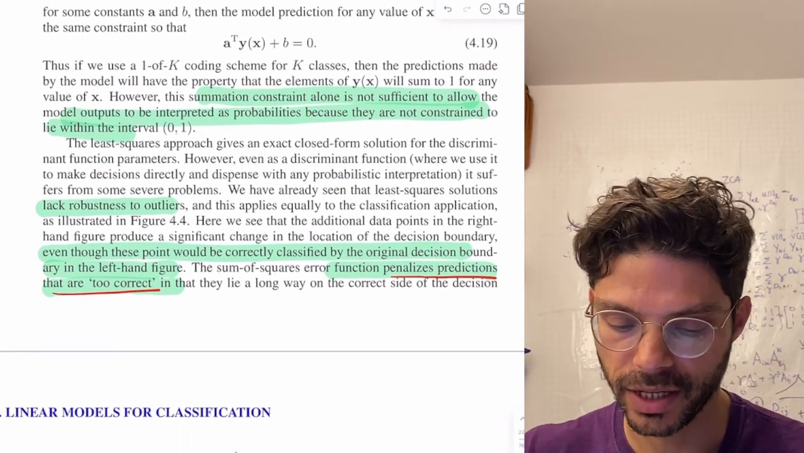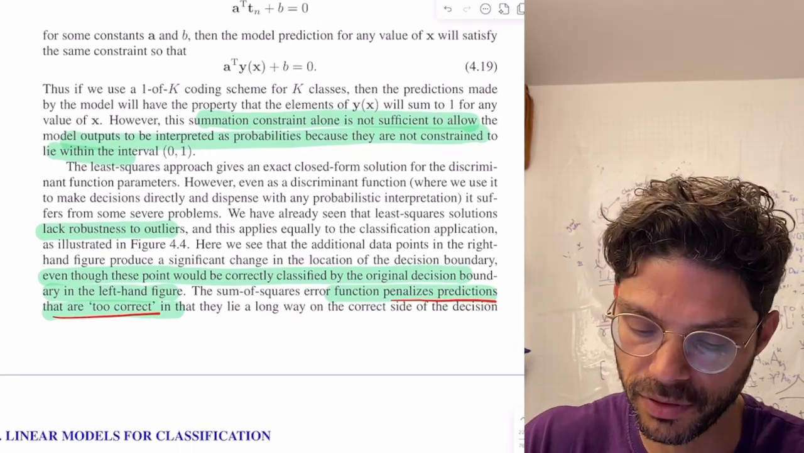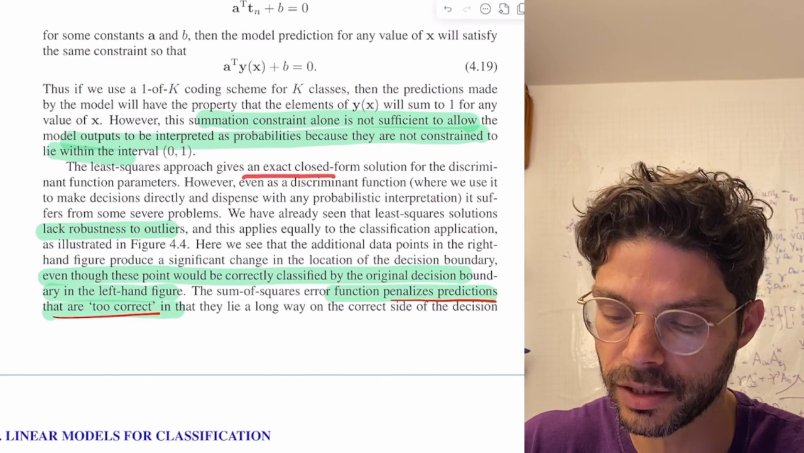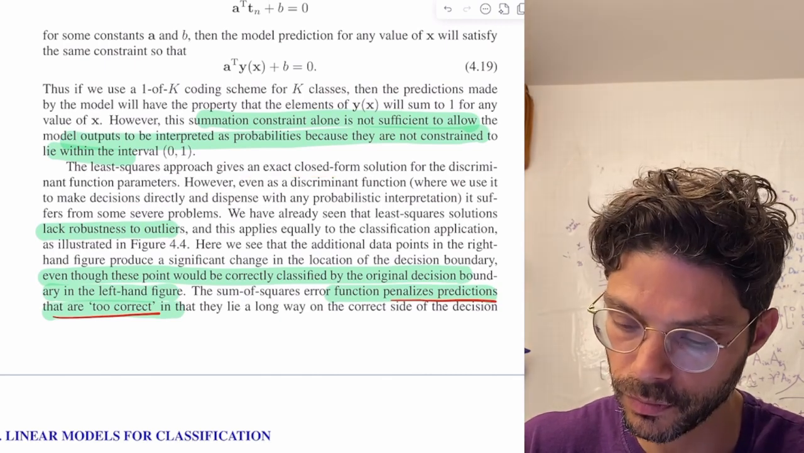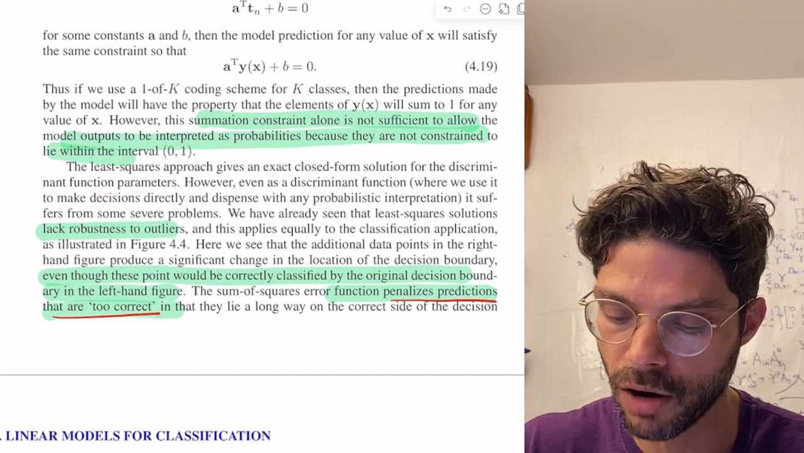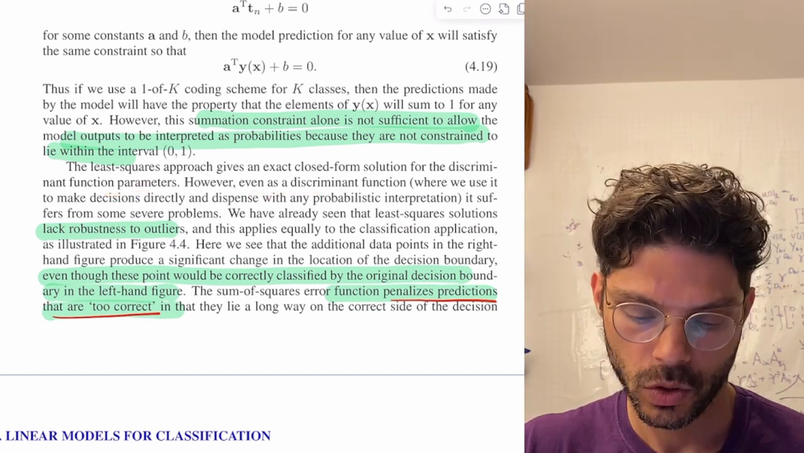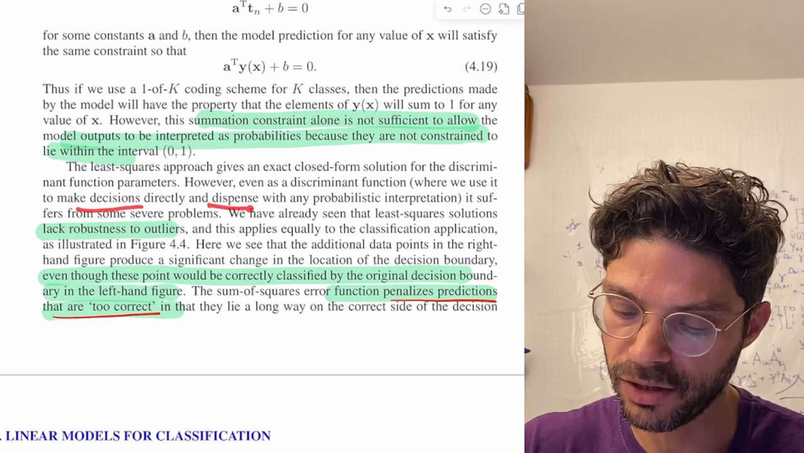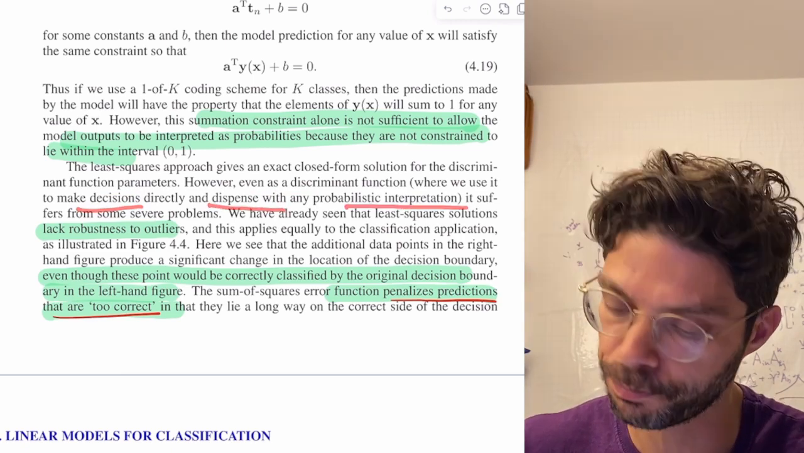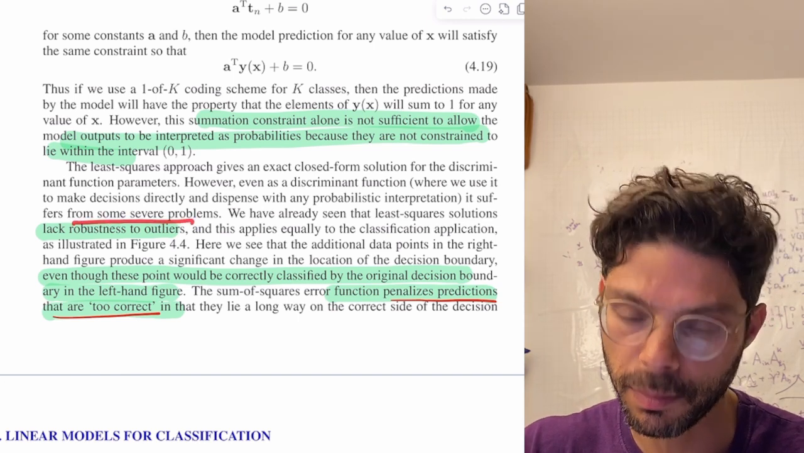Okay, nevertheless, let's see. Is that the only problem? So it says the least squares approach gives an exact closed form solution for the discriminant function parameters. However, even as a discriminant function, where we use it to make decisions directly and dispense with any probabilistic interpretation, it suffers from some severe problems.